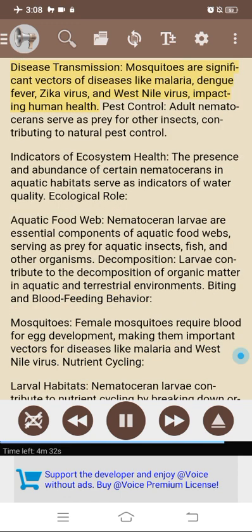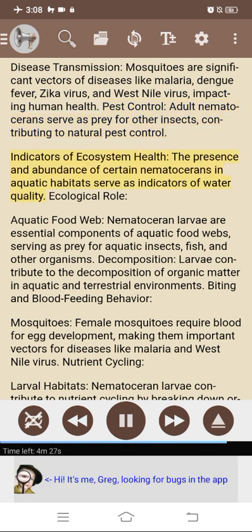Economic importance. Disease transmission. Mosquitoes are significant vectors of diseases like malaria, dengue fever, Zika virus, and West Nile virus, impacting human health. Pest control. Adult nematodes serve as prey for other insects, contributing to natural pest control. Indicators of ecosystem health. The presence and abundance of certain nematodes in aquatic habitats serve as indicators of water quality.